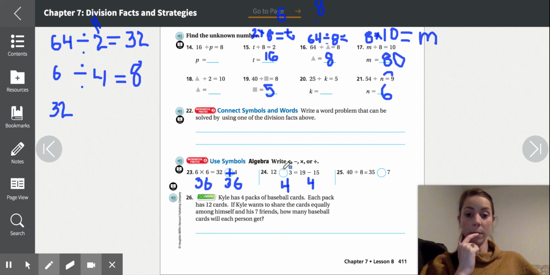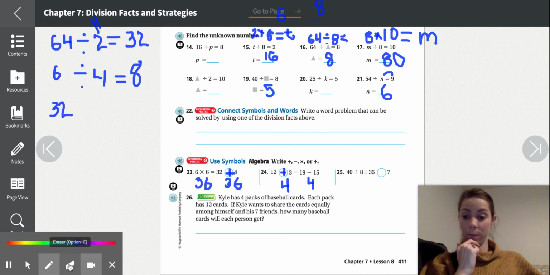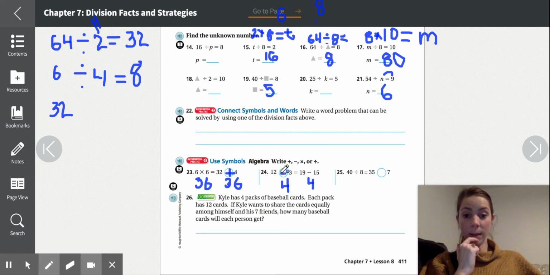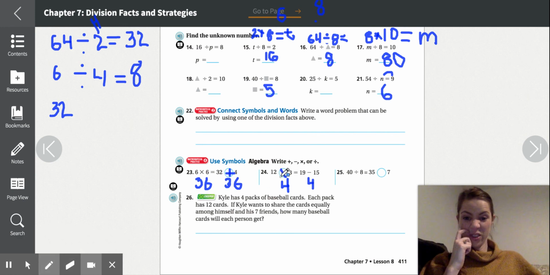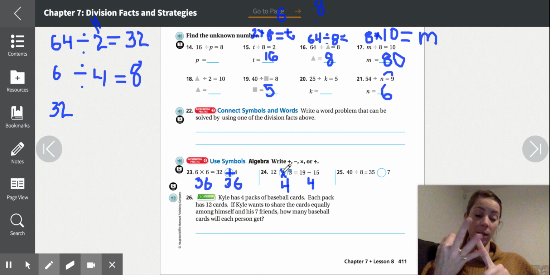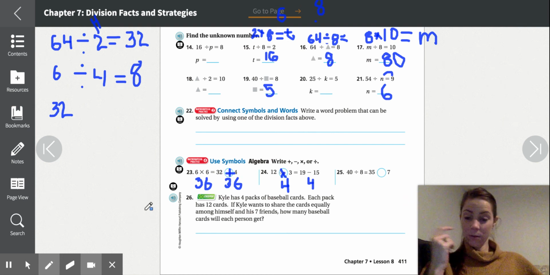Well, let's try plus. 12 plus 3, that's 15, not 4. What about minus? 12 minus 3, that's 9, so that's not 4. What about times? 12 times 3 is 36. 12 plus 12, like 3 groups of 12, 24, 36. So that's not what I want.